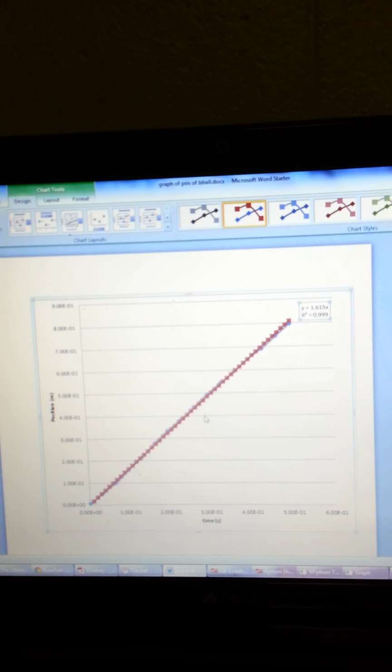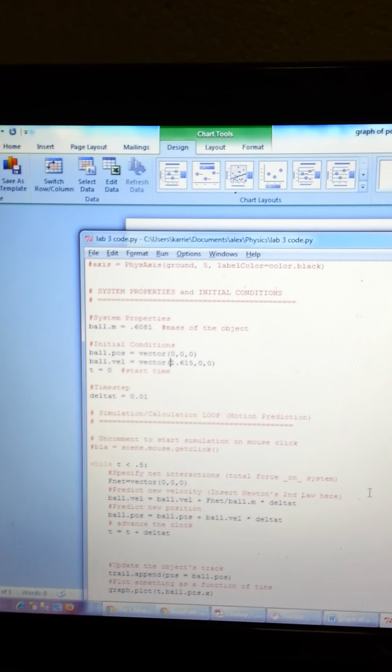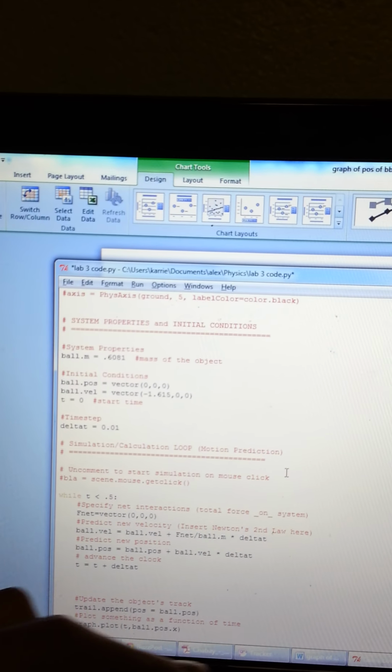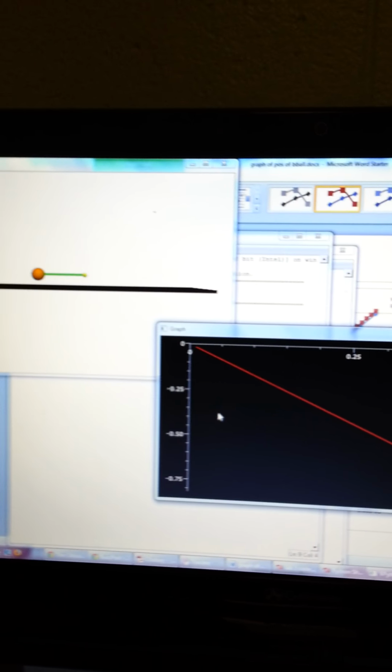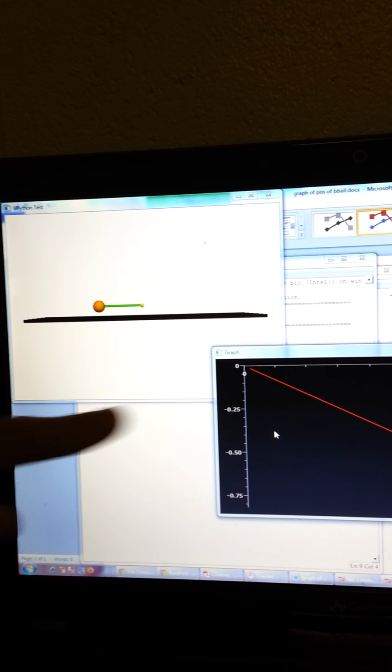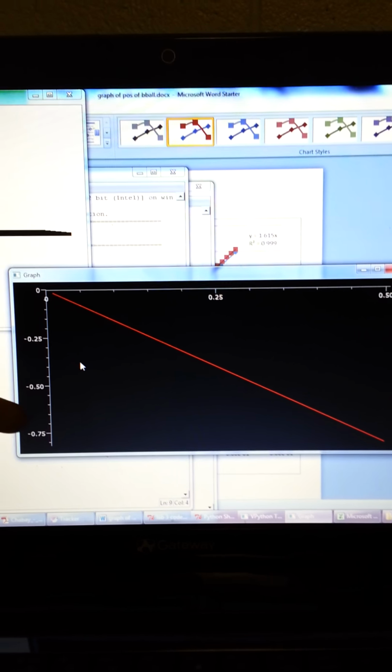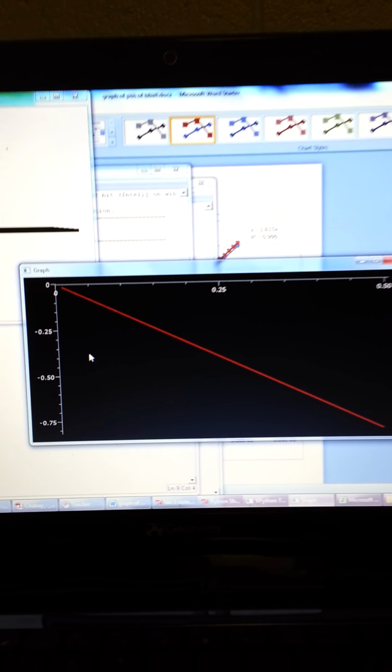And so our what if question is, what if the ball moved in the negative x direction? All that changes is the velocity is negative because it's going in the negative direction. Here you can see the ball moves to the left in the negative direction, and that is also reflected in the graph, where it's moving in the negative direction.